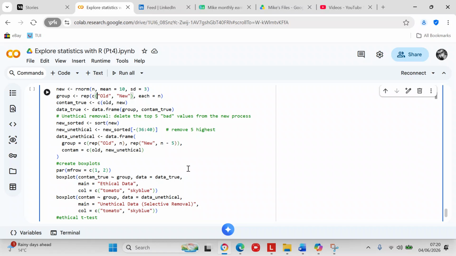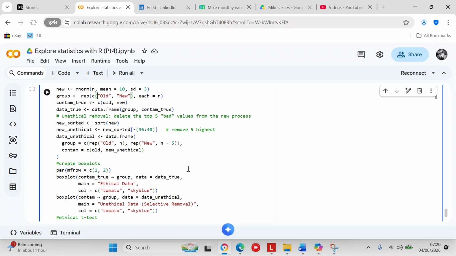And now we're going to do the unethical removal. We're going to delete the top 5 bad values from the new process. So new_sorted becomes sort(new), and new_unethical becomes new_sorted[36:40]. That means you're going to remove the 5 highest samples.